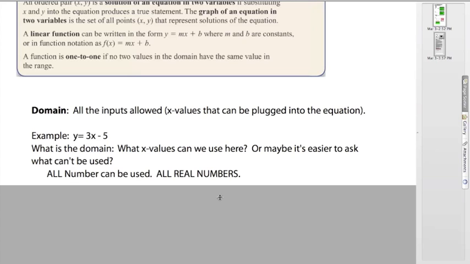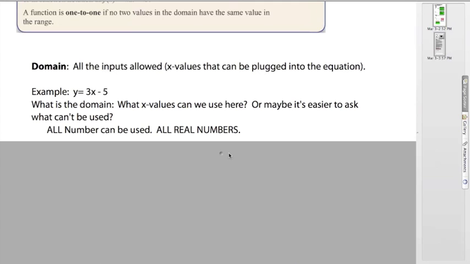The one line that doesn't have a domain of all real numbers is a vertical line. And the domain for those depends on what vertical line you have. It's just the one x, and it's whatever the number is. x equals 5. Well, guess what? Your domain is 5.